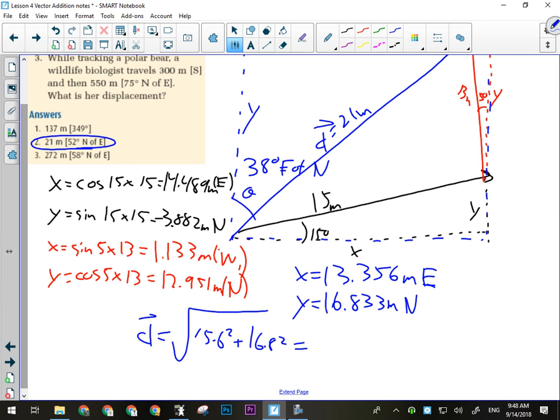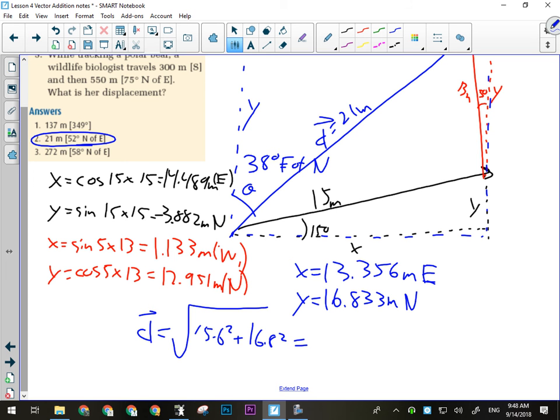All right, so my final answer here, to two significant figures, is going to be 21 meters at 38 degrees east of north. Either one of those answers would be correct on a quiz or a test. Questions on that one? How many people have started number 3 already? If you haven't, start number 3.